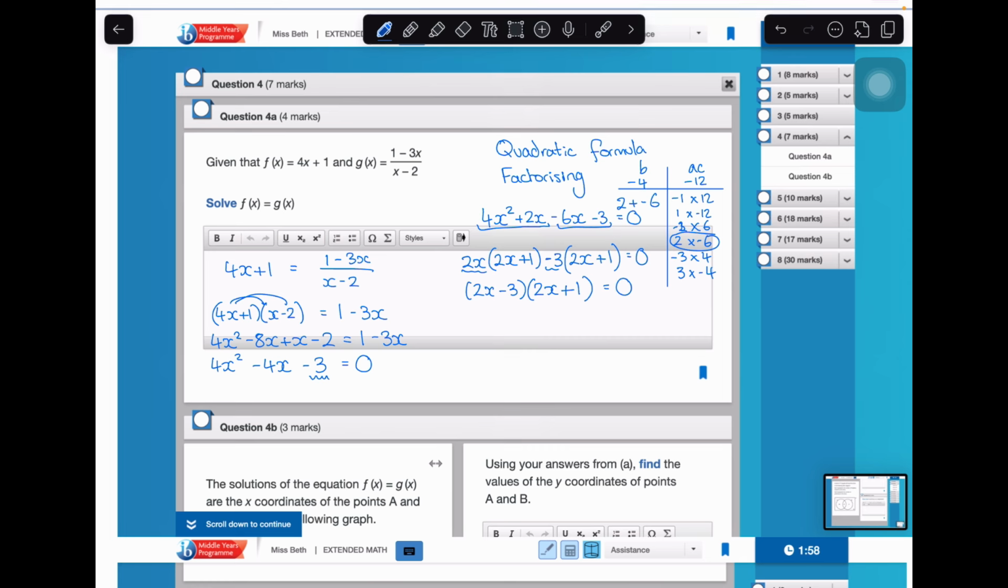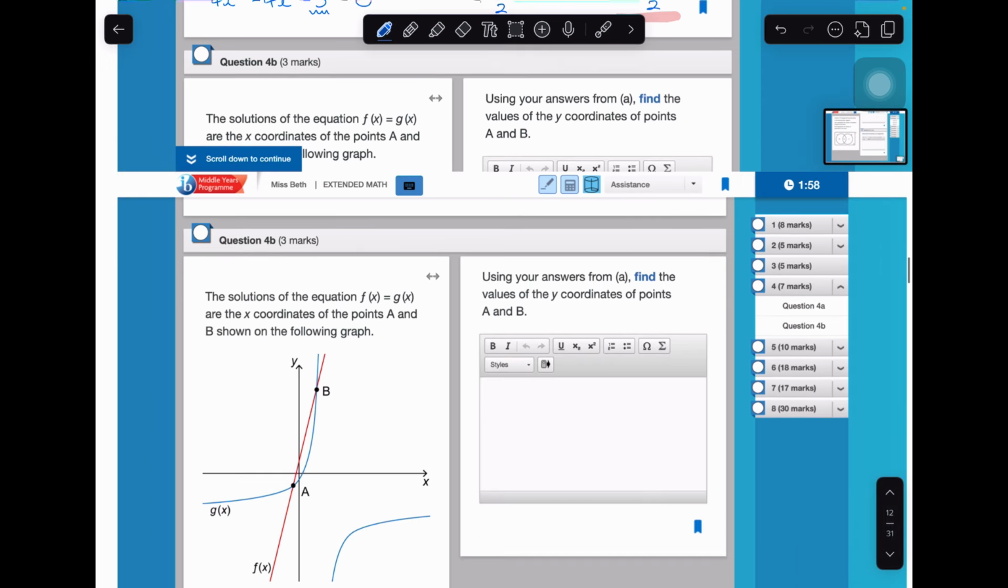Now to solve this, I just need to set each bracket equal to 0 and find the solution. Okay, so we have either 2x is equal to 3, which means x is equal to 3 over 2, or we have 2x is equal to negative 1, which would mean that x is negative 1 over 2. Okay, so just to highlight the two answers, there we go, our 2 x solutions. Okay, on to part B.